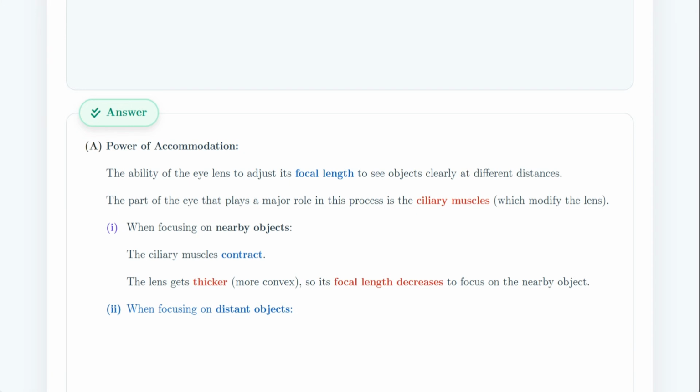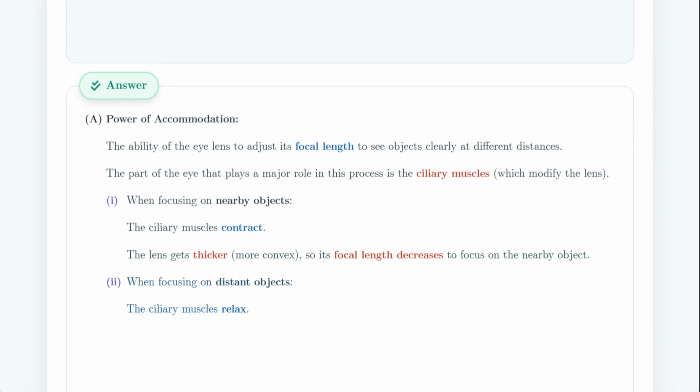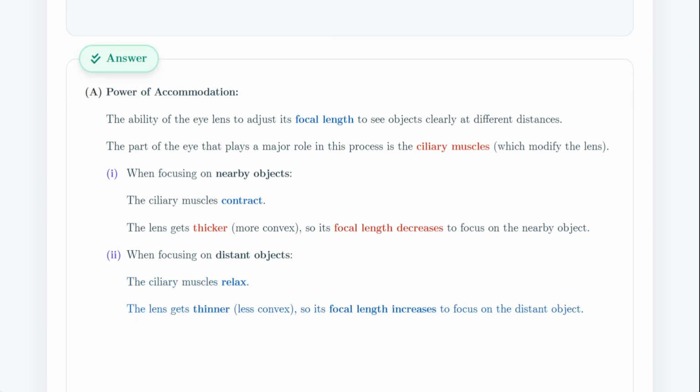And what happens when focusing on distant objects? The ciliary muscles relax. The lens gets thinner, meaning less convex. Thus, its focal length increases, allowing it to focus on the distant object.